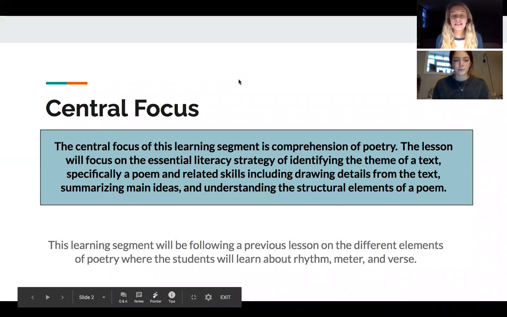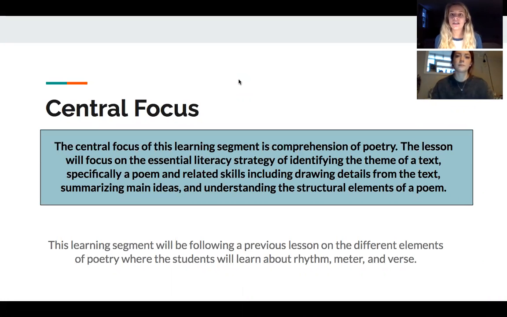The central focus of our lesson is the comprehension of poetry. And this lesson will focus on the essential literacy strategy of identifying the theme of a text, specifically within a poem, and related skills, including drawing details from the text, summarizing main ideas, and understanding the structural elements of a poem. This learning segment will be following a previous lesson on the different elements of poetry, where the students will learn about rhythm, meter, and verse.